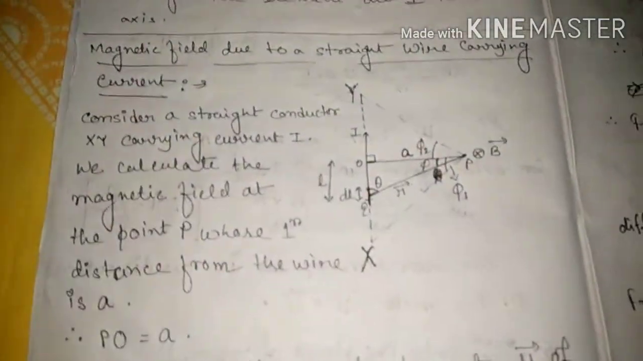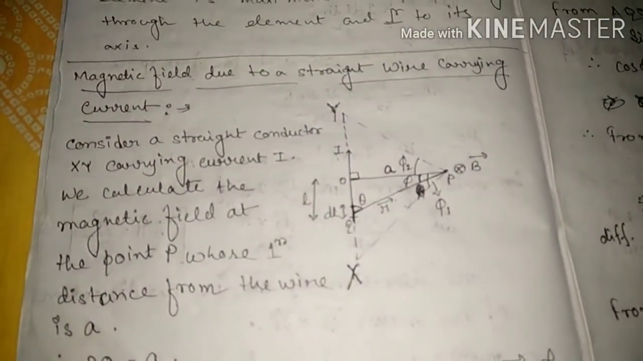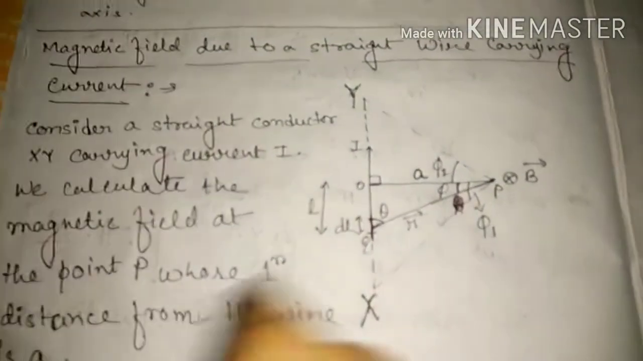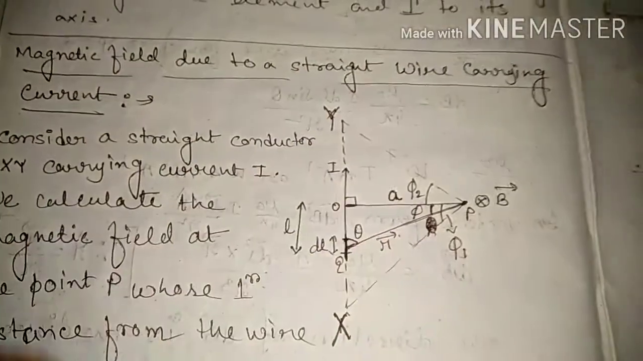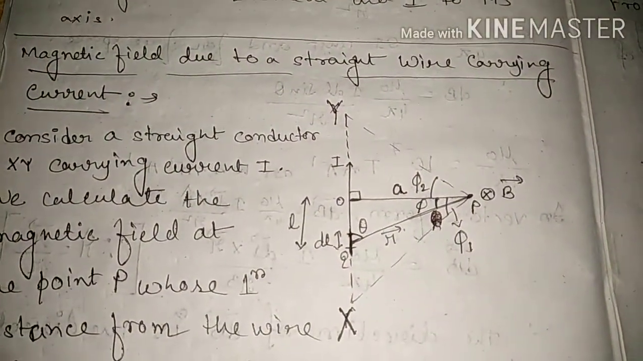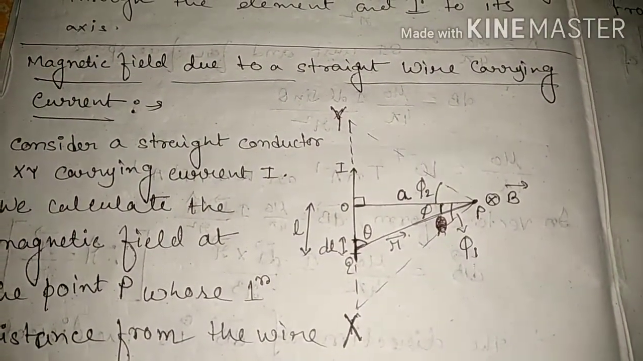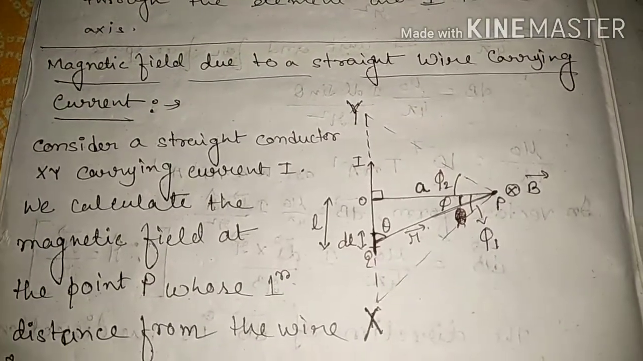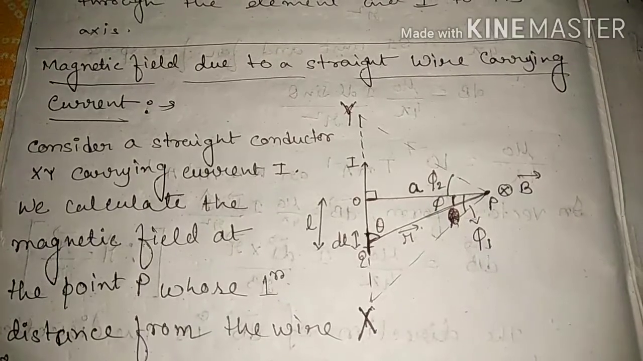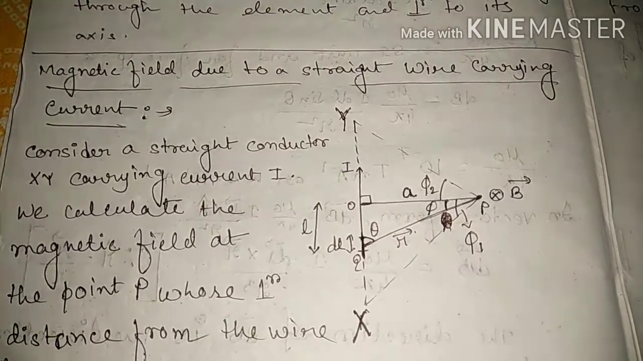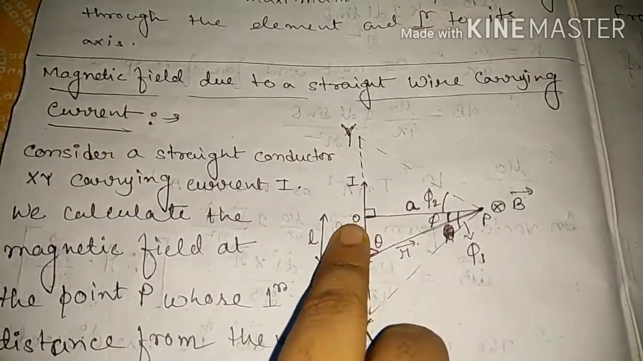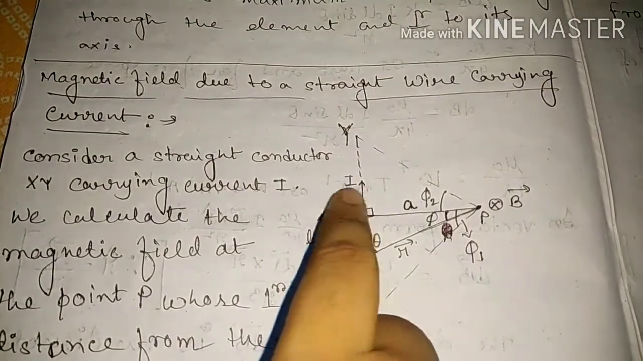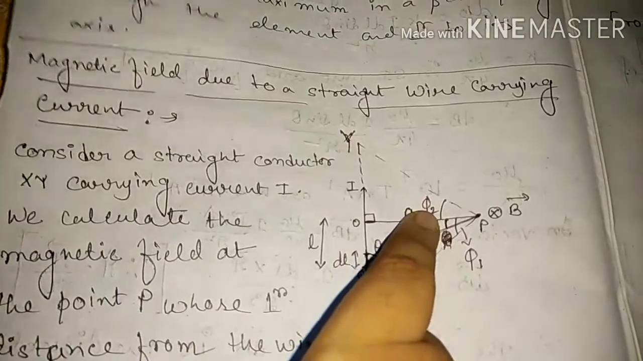Another application of this Biot-Savart law is the magnetic field due to a straight wire carrying current. Here we consider XY is a straight current carrying conductor through which I amount of current flows. We calculate the magnetic field at a point P at a perpendicular distance of a from the wire at O. So from P to O, this is the perpendicular distance from the wire, that is 90 degrees. So this distance is a.